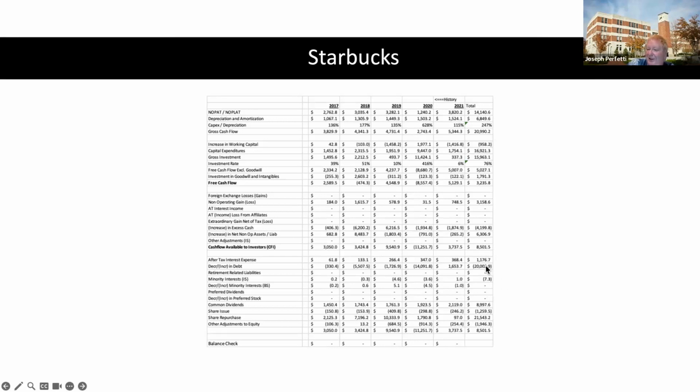You borrow $20 billion worth of debt. Why did Starbucks borrow $20 billion worth of debt? To buy back $21 billion worth of stock. They basically changed their cap structure. They took advantage, and a lot of companies did this, of all-time low interest rates to issue debt, and they used that debt to buy back stock.